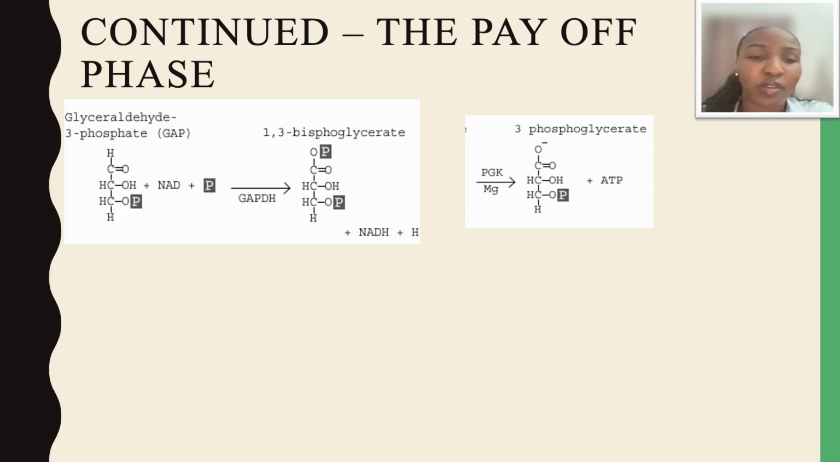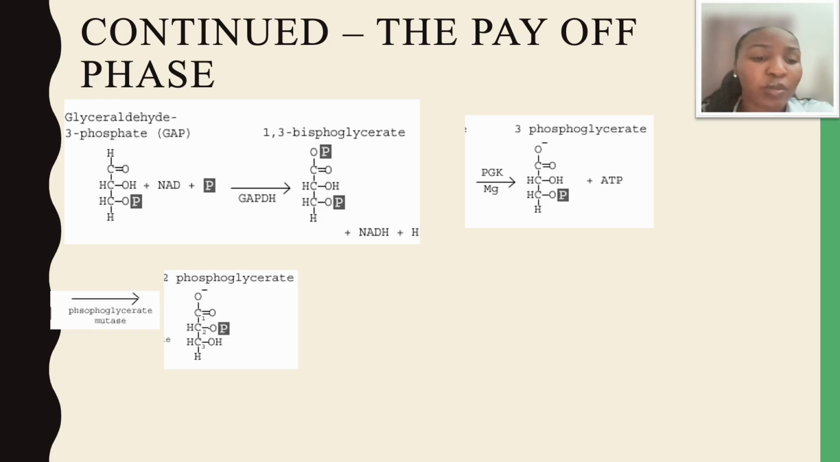I didn't mention earlier, but this stage is known as the payoff phase, and it's because previously, with the first half of glycolysis, it was investing ATP. You saw a total of 2 ATP invested in the first 5 steps, and now you'll see ATP being produced in the remaining steps of this pathway.